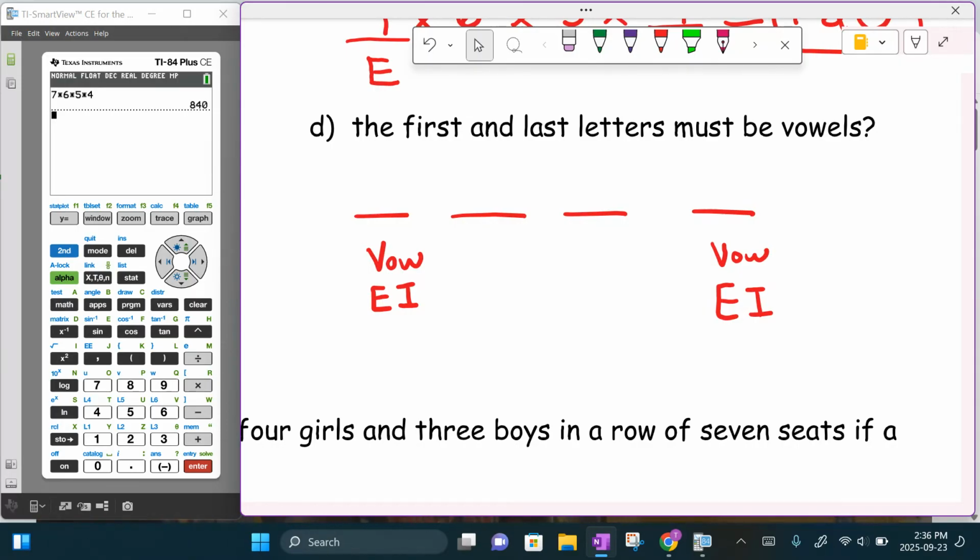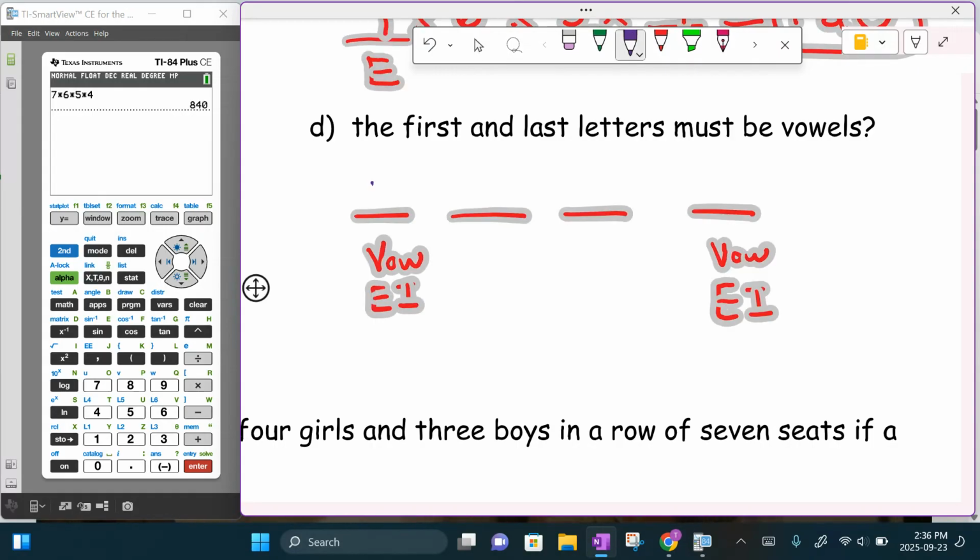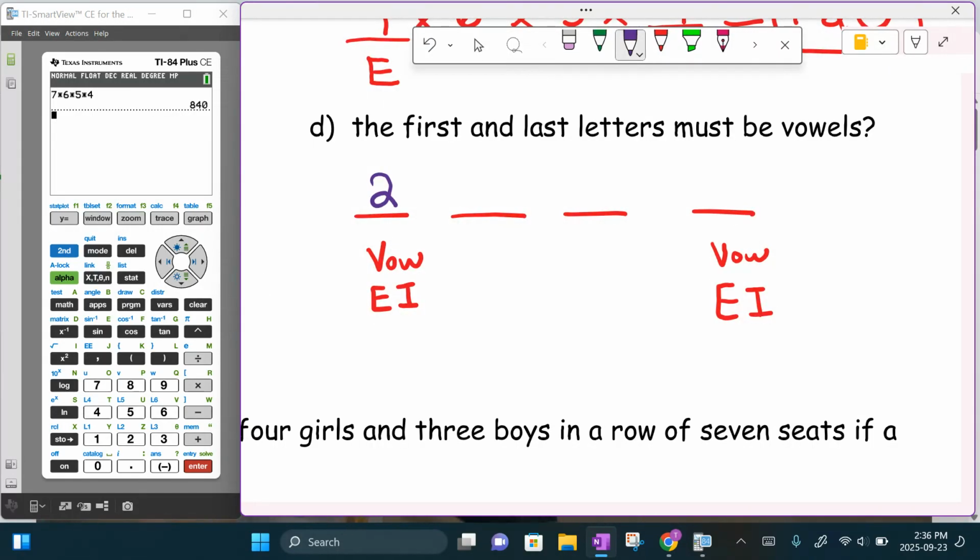So if I put my tiles starting on the far left, how many choices do I have? 2. Then I have to go to the end. How many choices do I have for the far right? 1, because one of the vowels has to stay there. If it starts with an E, it's going to end with an I, but if it starts with an I, it's going to end with an E. So there's 2 choices for that. Then how many letters do I have left? 5. So then 5 times 4, because it doesn't matter what those letters are.